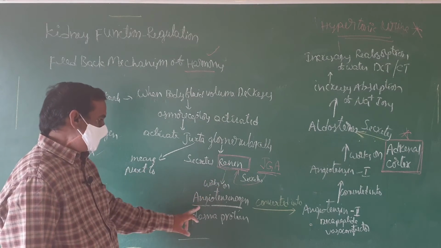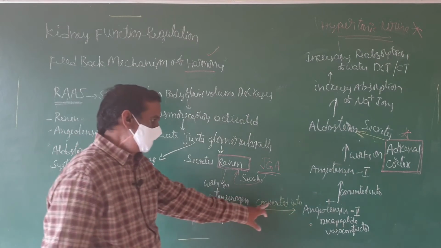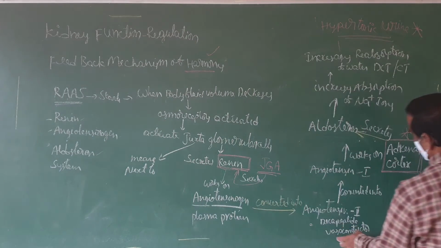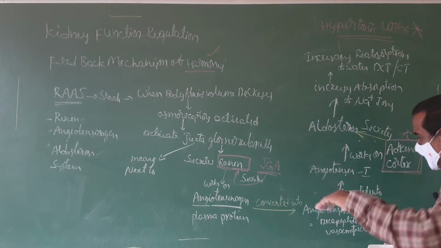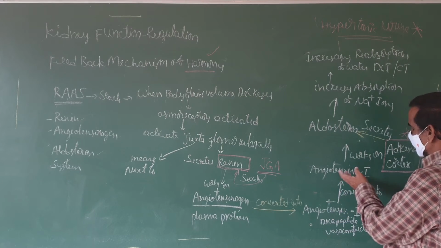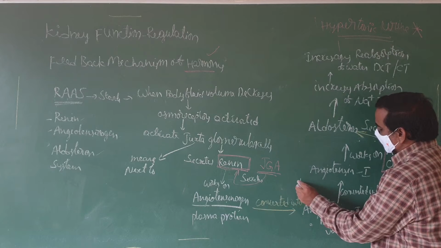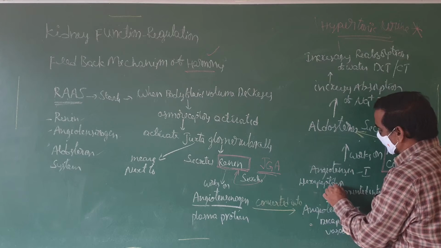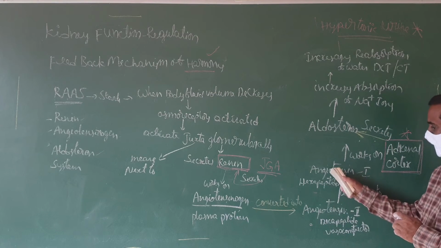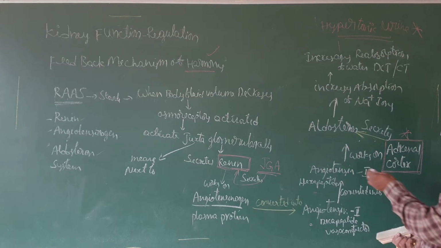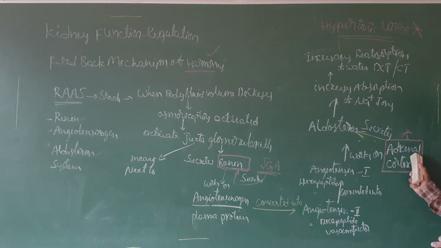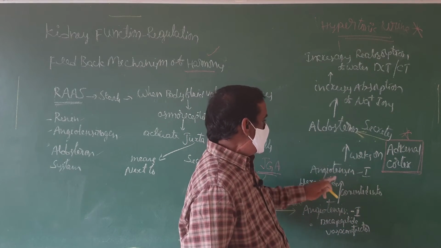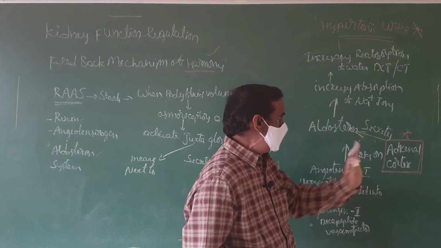Because of this renin secretion, angiotensinogen is converted into angiotensin 2. Angiotensin 2 is a decapeptide and it is a vasoconstrictor. In a later phase, angiotensin 2 is converted into angiotensin 1. Angiotensin 1 is a hexapeptide. Angiotensin 2 is a decapeptide. Angiotensin 1 is a hexapeptide. Angiotensin 1 works on the adrenal cortex. Here only you have to concentrate.